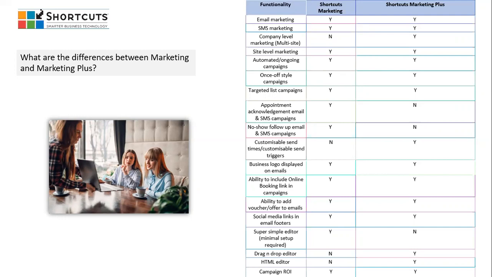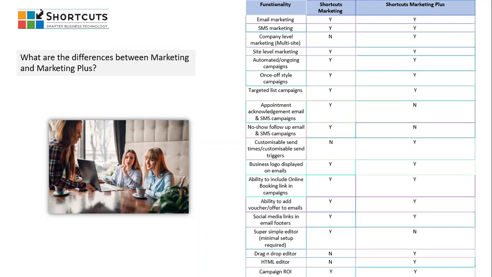Automated ongoing campaigns, yes. The send triggers and send schedules are a lot more detailed in Marketing Plus. You can really drill it right down. You've got full control over it. But yes, it is on there. So you can change the date you want it to be sent out. You can change how long before it gets sent out. It really does give you much more flexibility. One-off style campaign, absolutely. Targeted campaigns, yes, of course, both of them, we can still do that.